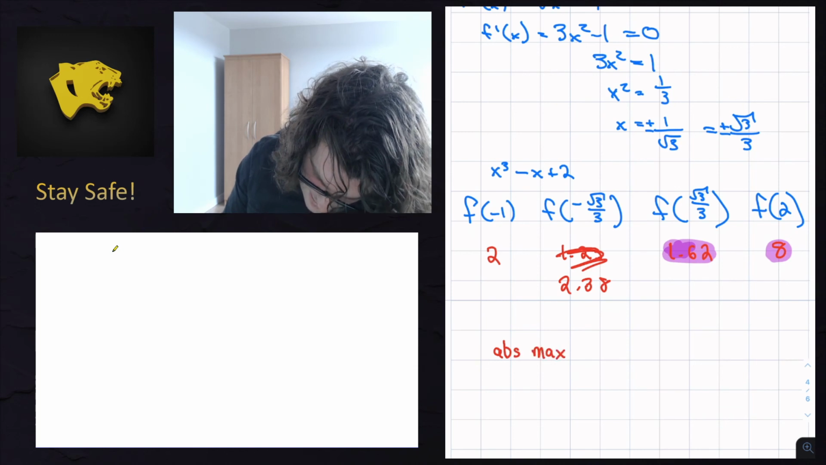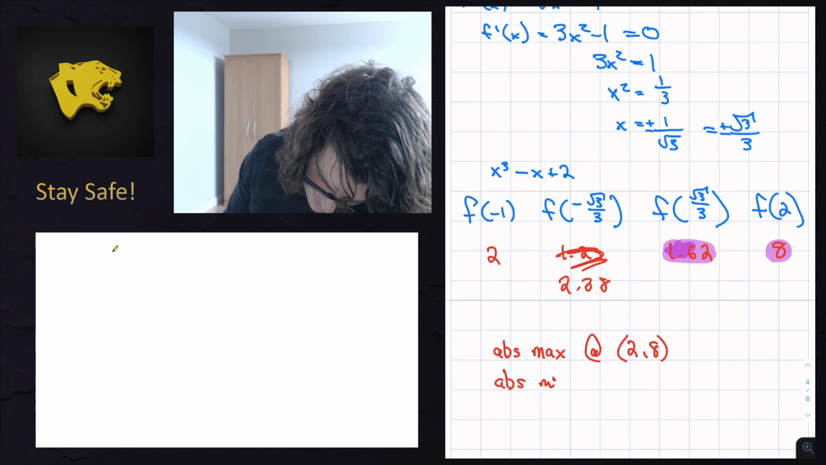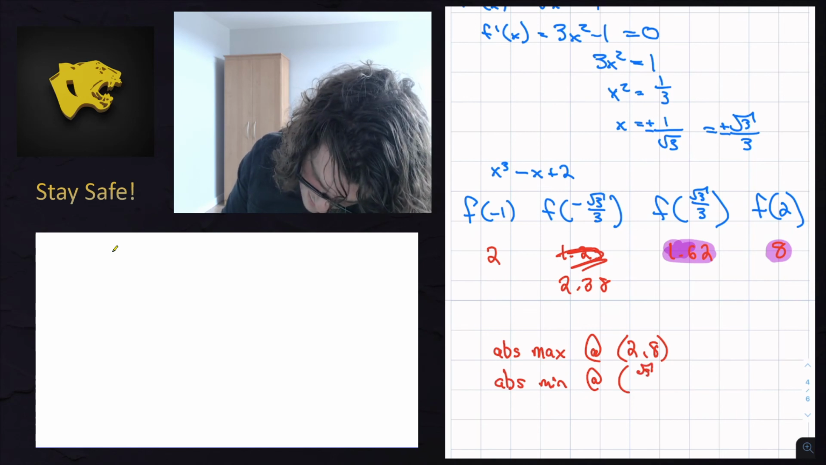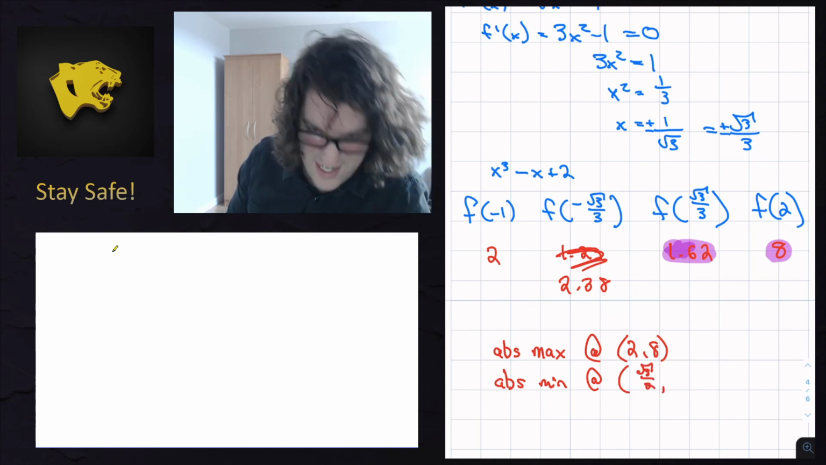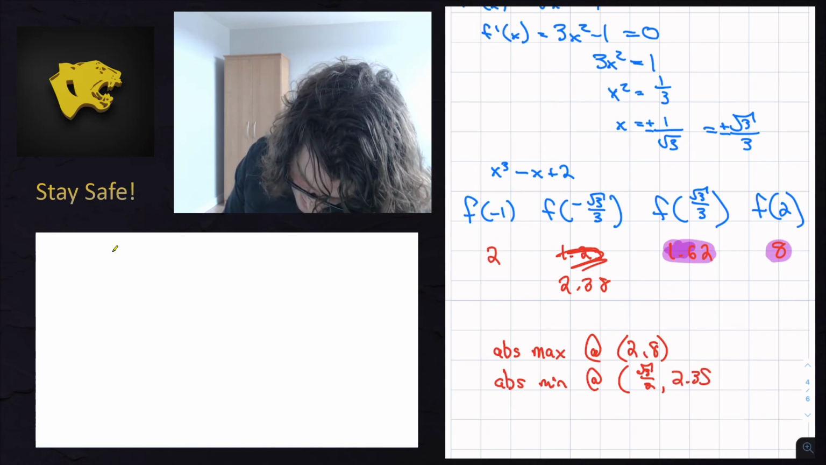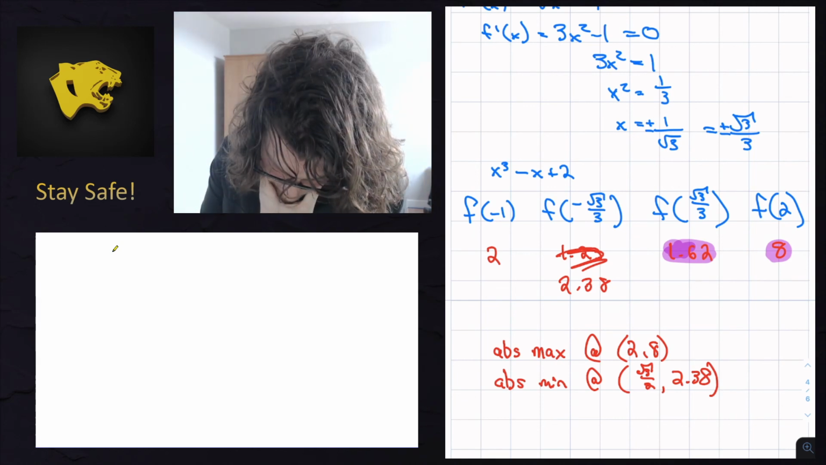So we would have an absolute max at 2, 8, and we have an absolute min at, and it's going to be root 3 over 2, comma, and then I don't have an exact value for it, so it's 2.38-ish. So, sorry, that's root 3 over 3, not root 3 over 2.